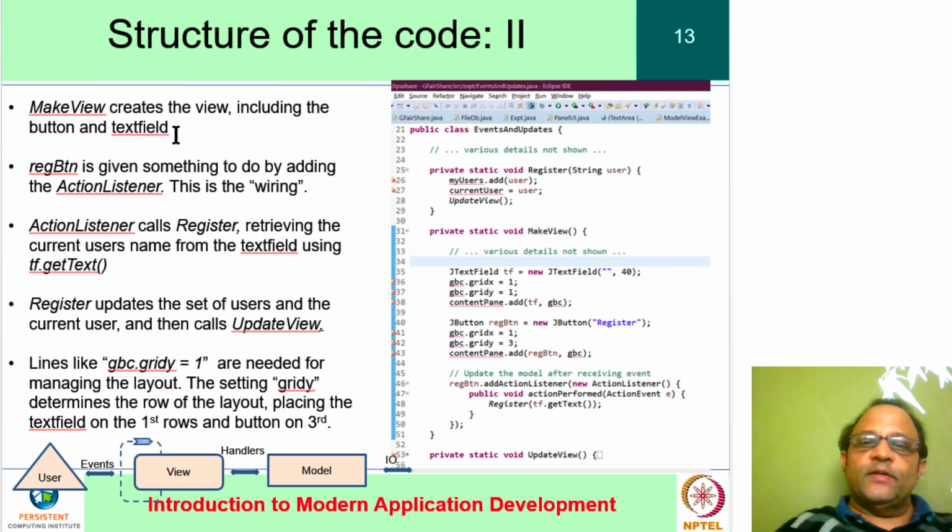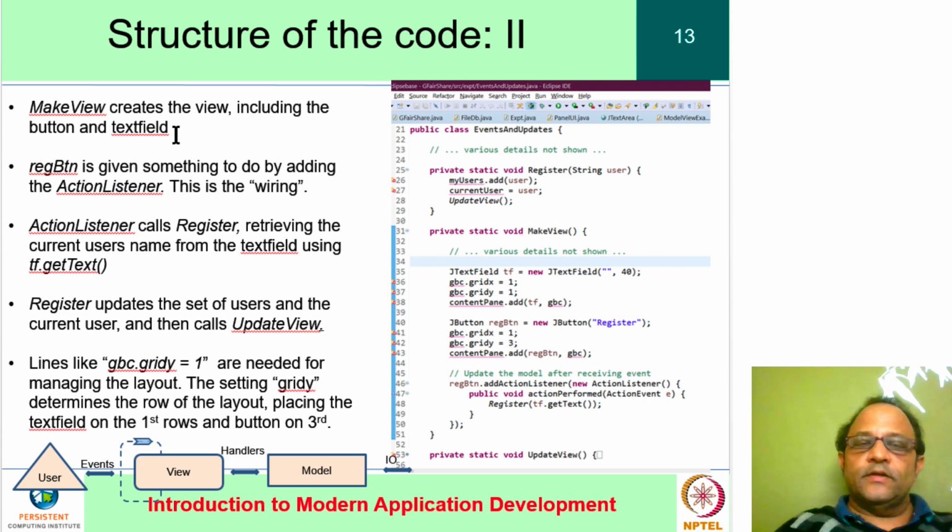So first we said that makeView creates the view. If you look at the structure of makeView, you will see that it creates a new JTextField and a new JButton, and there are elements like setting up a grid and a content pane and a bunch of other things that are needed by the Java libraries. Reg button is the registration button. This button is given something to do by adding a class called the action listener, and this part constitutes the wiring of the view to the model.